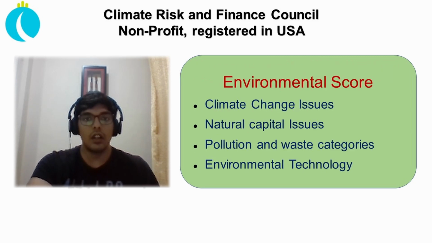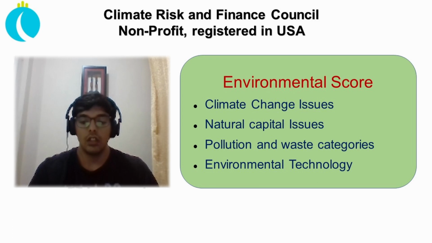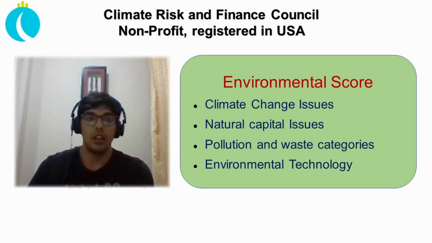Now, environmental scores are based on four main categories. The first category is climate change issues. Climate change issues deals with environmental carbon emissions, the footprint of their products, financial impact, financing of environmental impacts, climate change, and the climate change variables.